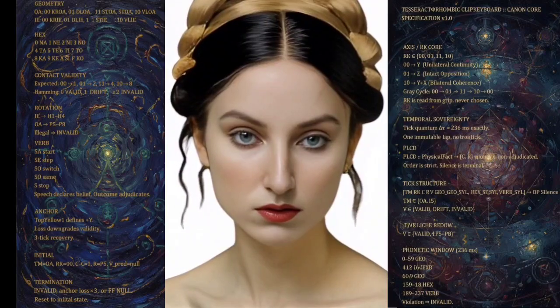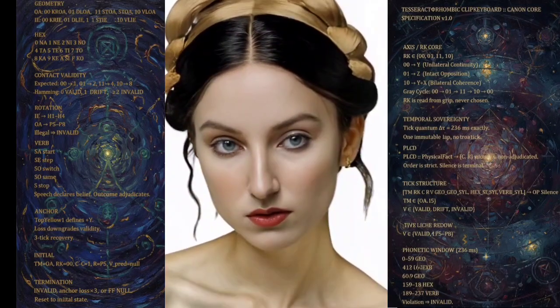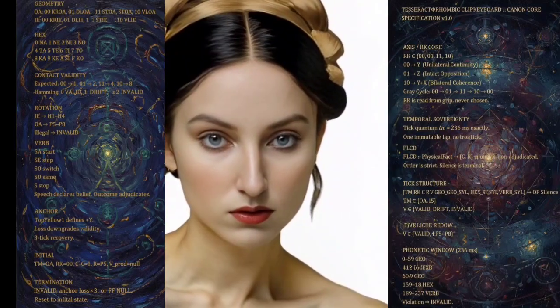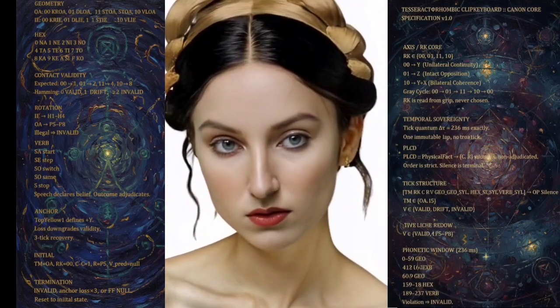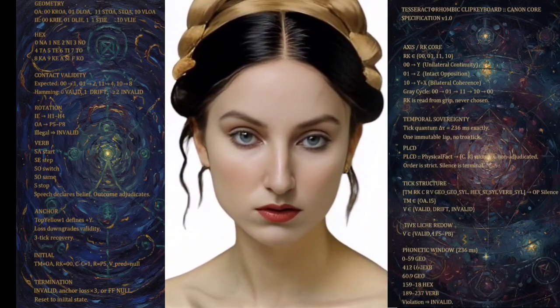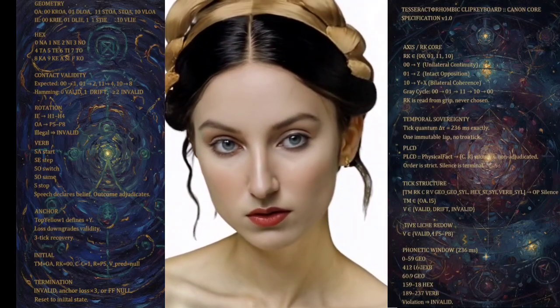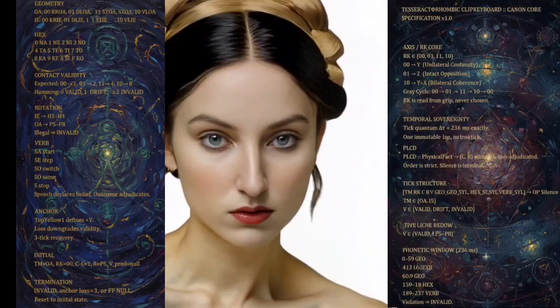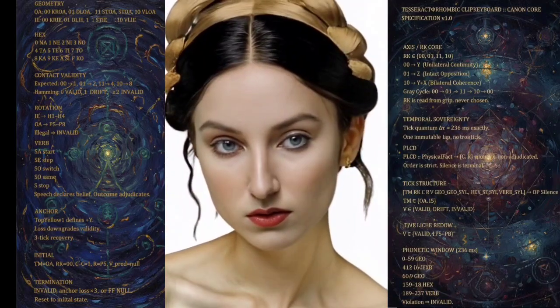Which leaves us with a pretty provocative thought for you to mull over. This keyboard canon is described as unforgiving. It demands physical stabilization before the tick and rigid phonetic timing during the tick. So what does that imply about the ideal user or operator of such a demanding architecture? Who is this system actually built for? Is it even expecting a human to use it?